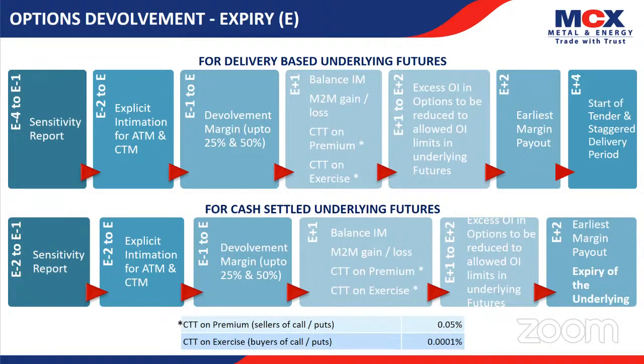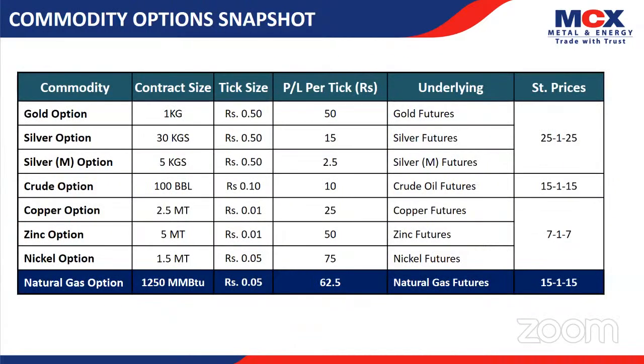Plus CTT on premium to sellers is charged at 0.05%, and on exercise, buyers of calls and puts are charged 0.001%. And once the position gets converted into futures, whenever that sell side happens, that CTT on futures is levied. So this is something we have to remember from the taxation point of view. So overall, these are the options which are there.